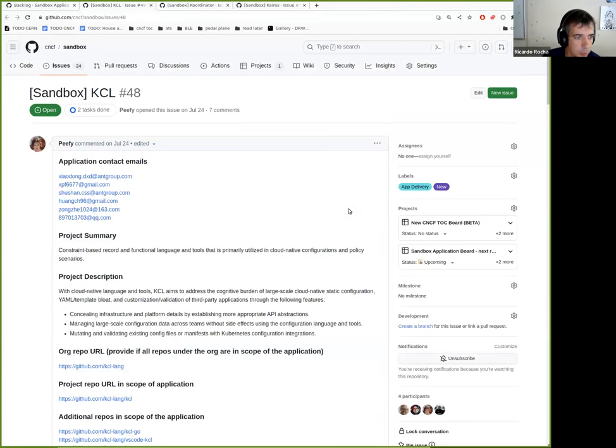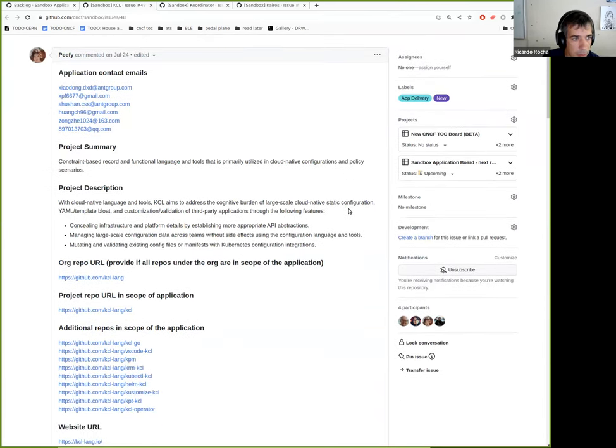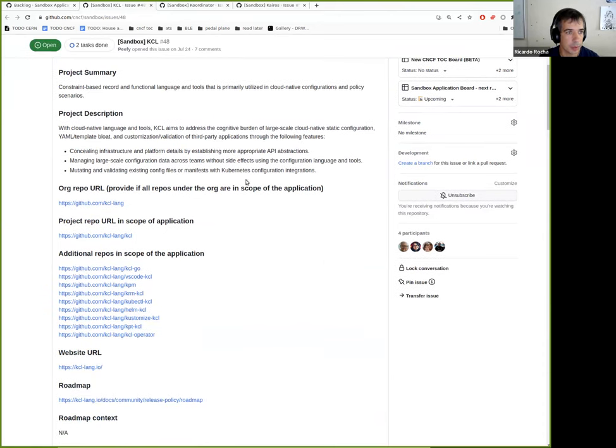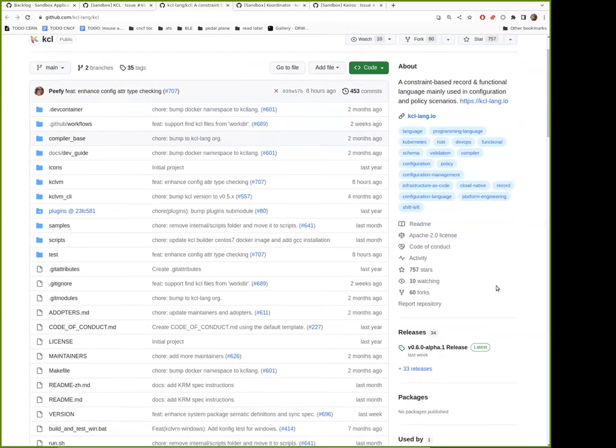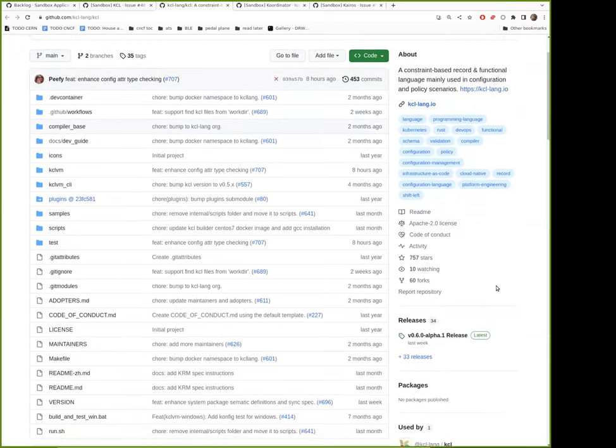Thank you. So we move to the next one, which is KCL, whose description is a constraint-based record and functional language and tools primarily utilized in cloud-native configurations and policy scenarios. I didn't completely get what the goal here was, so feel free to jump in. But it seems to be some sort of abstraction language for defining these policies and relationships. Josh? From what I can tell, it's a DCL for managing Kubernetes clusters, kind of like Ballerina is, if you know that commercial product.